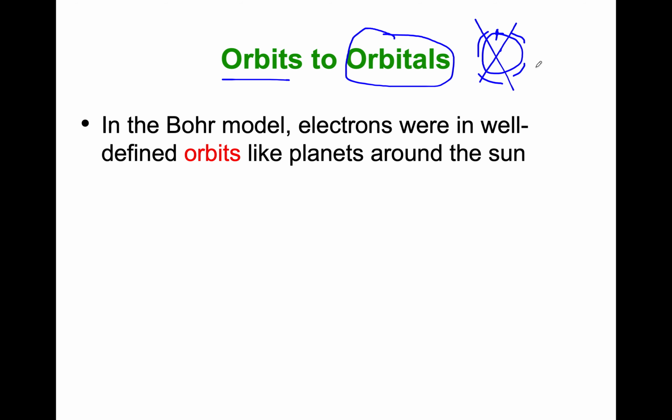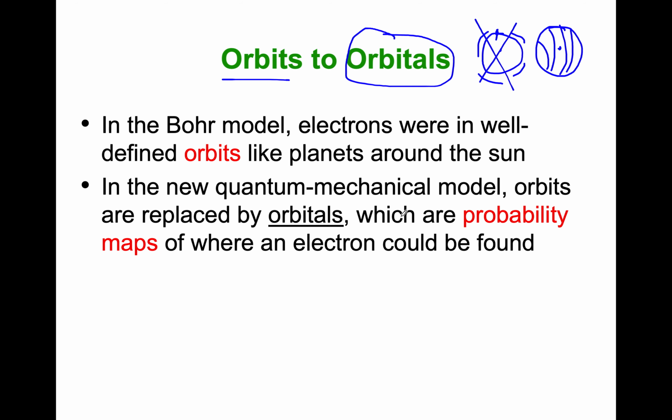We know exactly where it's at. That is not electrons. Electrons, we have this region. It looks very similar to this, but I'm trying to draw a sphere here. We have this region of where an electron is most likely to be found. That's an orbital. That's different than orbits. So that's a probability map.